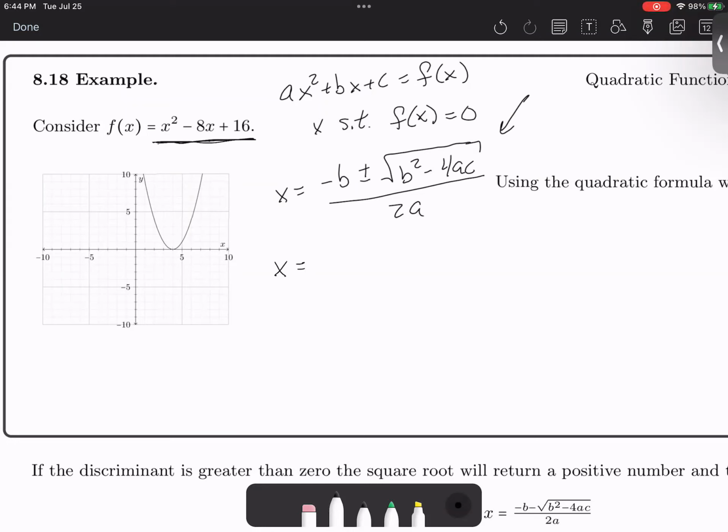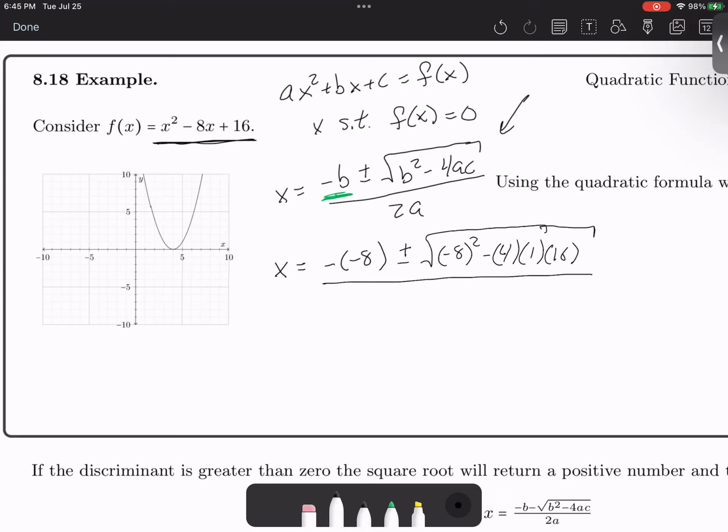So that's my quadratic function. The b value is -8, so minus a -8. And then I plus or minus a square root. b squared is -8 squared, minus 4 times a, which is 1 in this case, times c, which is 16. And then make sure that all of that is over 2a.